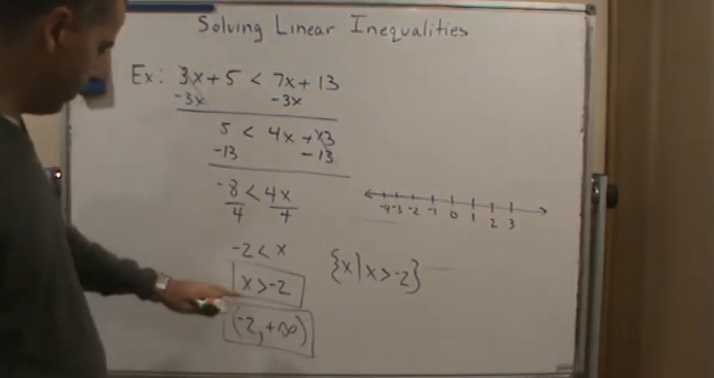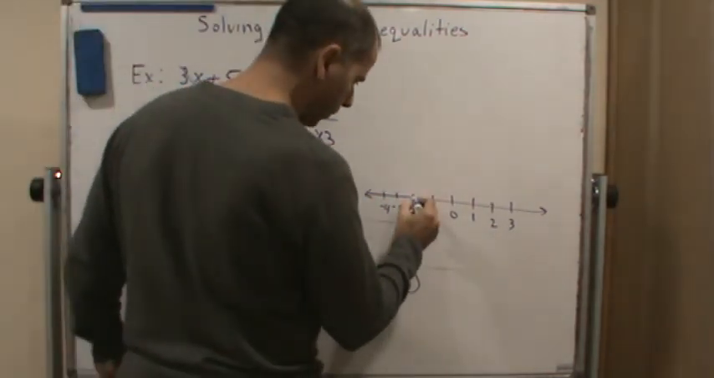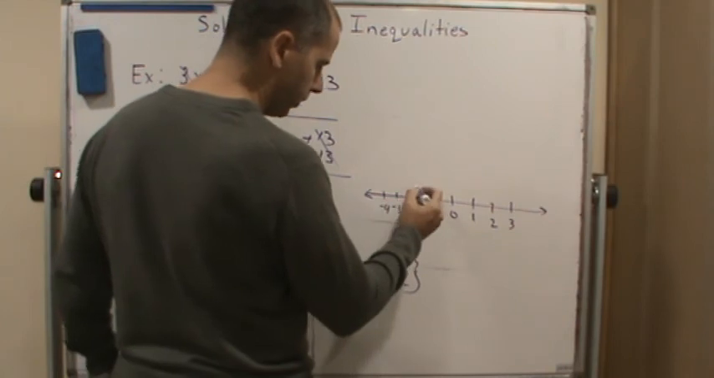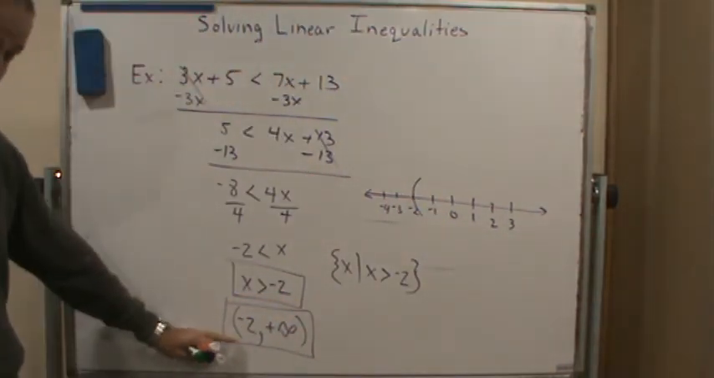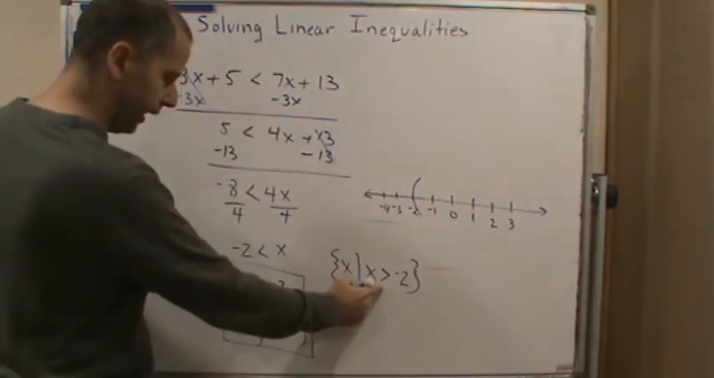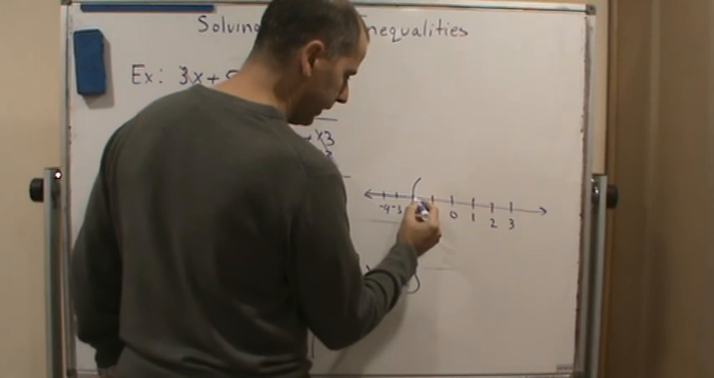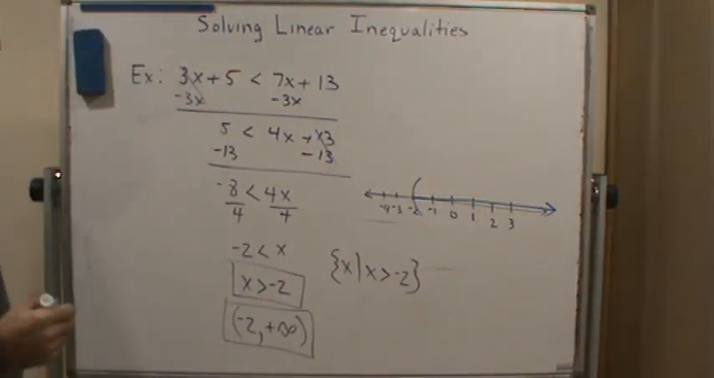In this case, we want values of x greater than negative 2. Well, here's negative 2. So instead of using an open circle, I'm just going to put a parenthesis, just like I did down here. And then, greater than, so I'm going to draw my arrow to the right. And that would be fine. That's the way we would graph it.